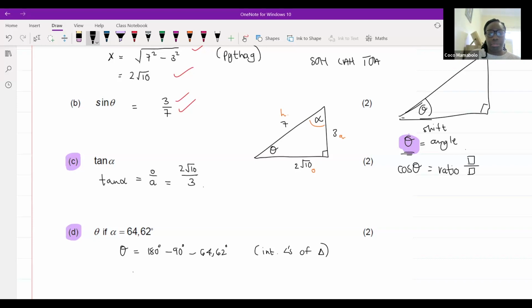So that means then that theta is equal to 25,38 degrees. 25.38 degrees. Okay, and that's as simple as the answer should get.